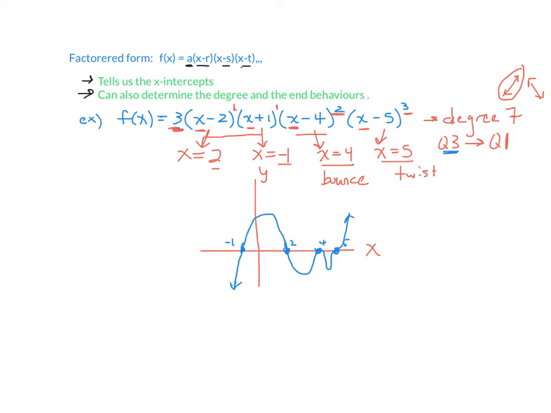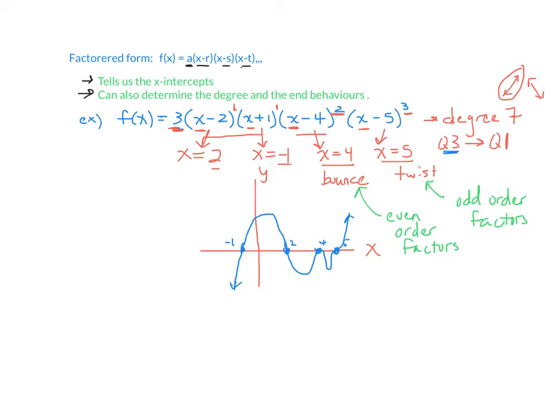So if you need to make a note about when you get bounces, when you get twists, anytime you have an even order, you're going to get a bounce. If you have an odd order that's greater than 1, like a 3, a 5, a 7, and so on, you get twists. They just become more exaggerated with the higher order.